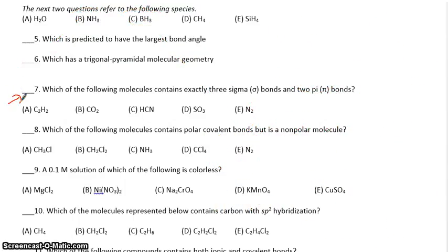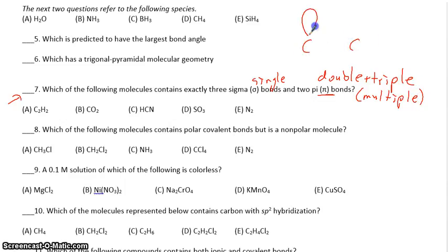Number 7 says, which of the following molecules contains exactly 3 sigma bonds and 2 pi bonds? Now, sigma and pi bonds: sigma bonds are single bonds, and pi bonds are double and triple bonds. So we need multiple bonds, because a double bond could be a pi, and a triple bond can be a pi. The pi bonds, recall, are the ones that are above and below.